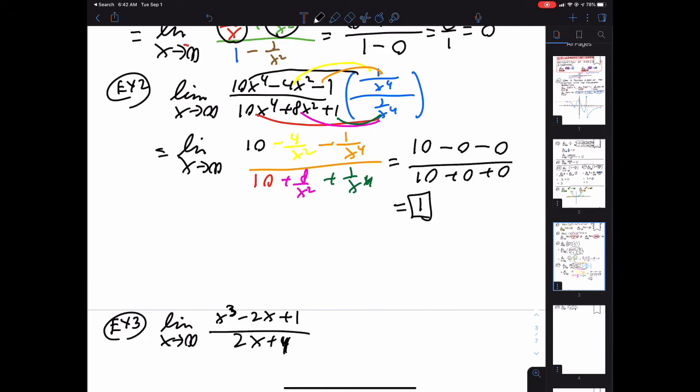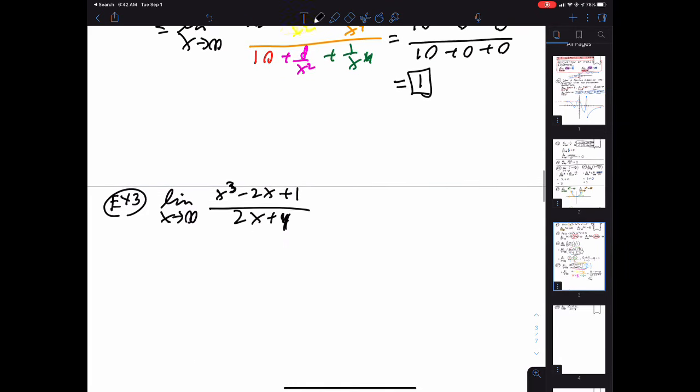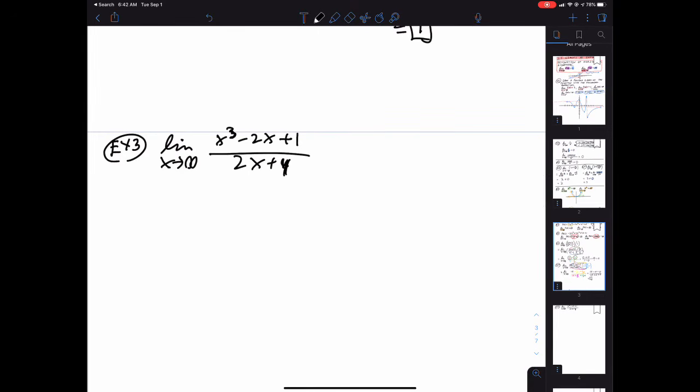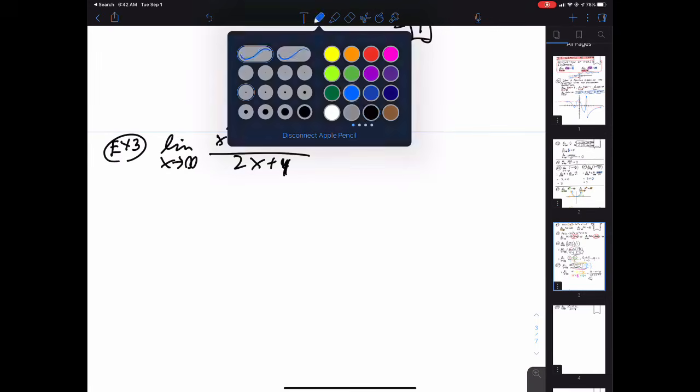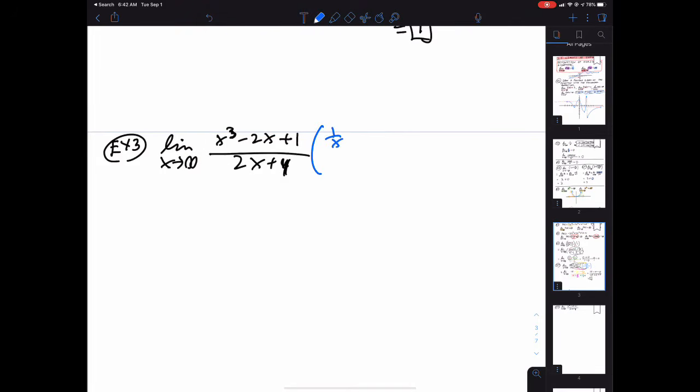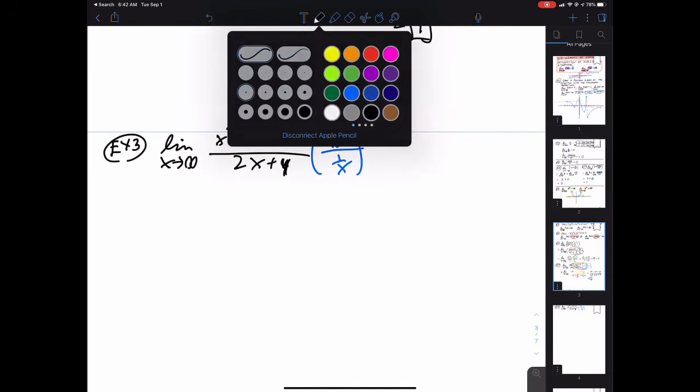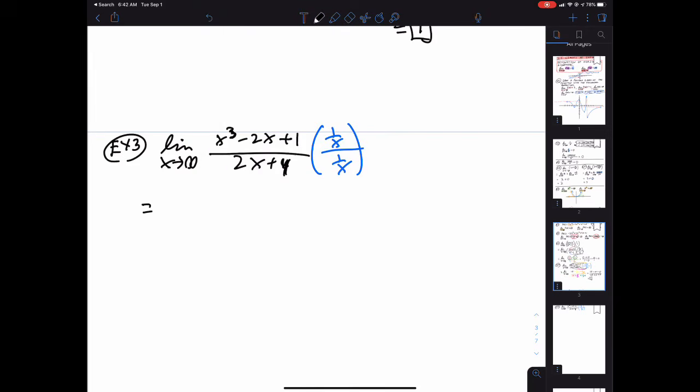All right? Here's the next one. The degree of the denominator is 1. So I want to divide both top and bottom by x. And I shall do 1 over x, 1 over x. So I'm going to go a little faster here and I'll draw all the arrows for you. Hopefully you're getting better with that.